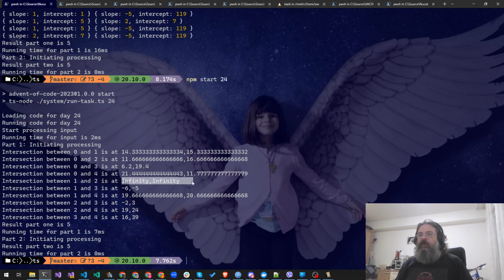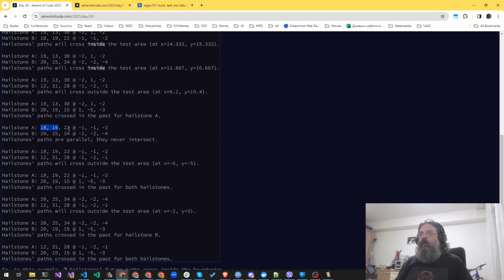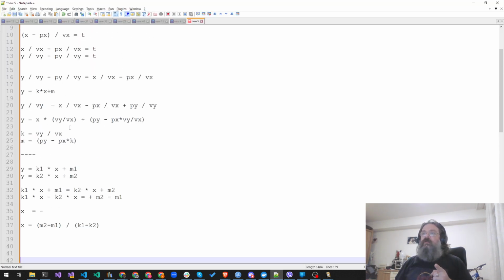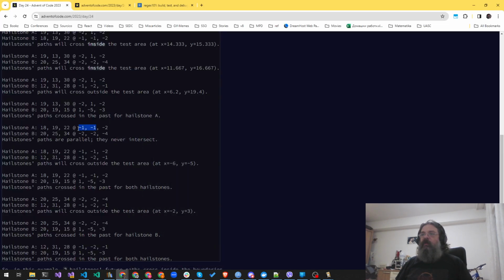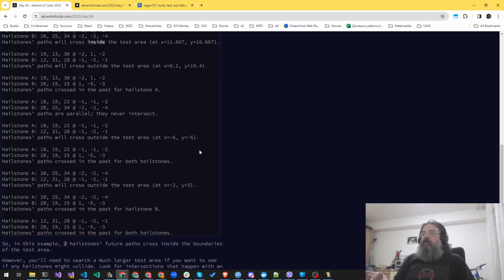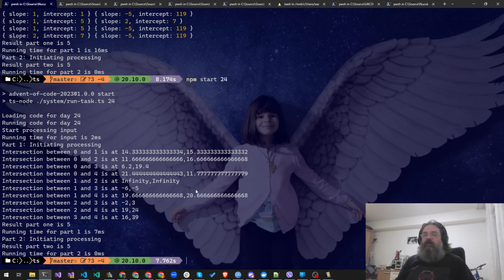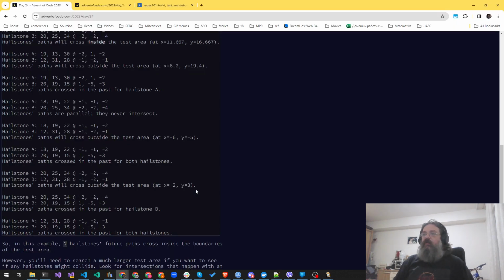Next we have infinity, infinity, because 1 and 2 are actually parallel. And to be honest, it's not quite obvious that they are parallel. You can analyze the speeds, because remember that the slope is only determined by the speeds. So if x and y have a similar ratio, they will be parallel and they never intersect. Well, we need to check that specifically, but otherwise we get minus infinity.